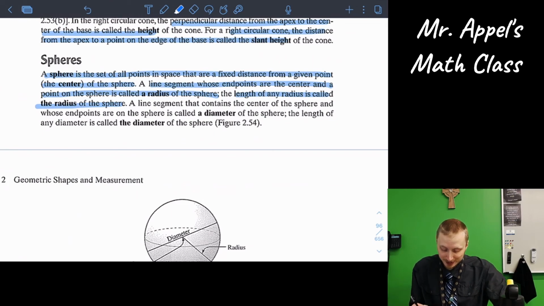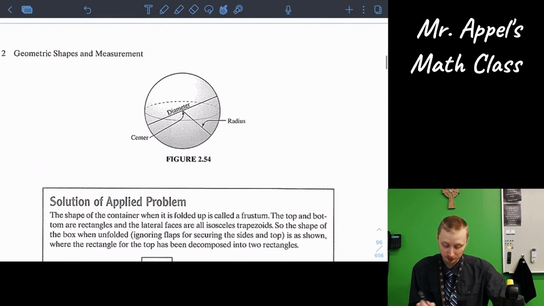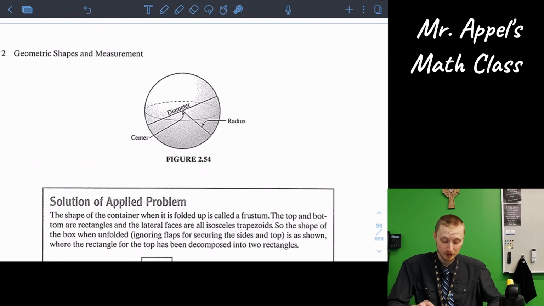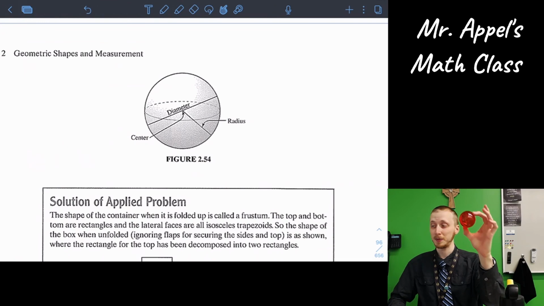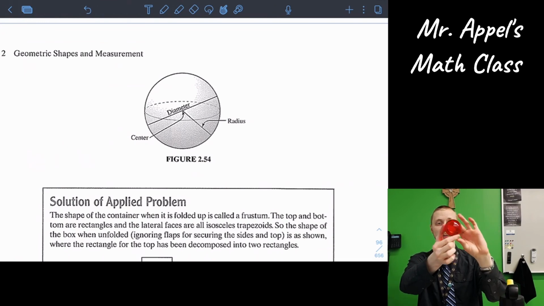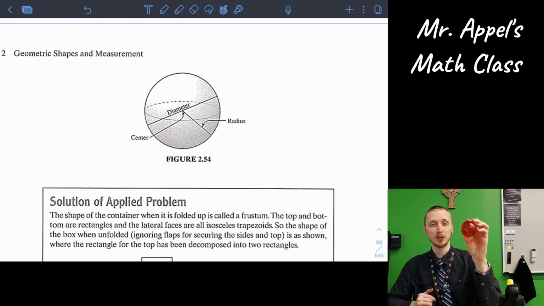A line segment that contains the center of the sphere and whose endpoints are on the sphere is called the diameter of the sphere, and the length of any diameter is called the diameter of the sphere. Just like with the circle. Radius goes from the center out to the edge. Diameter goes from edge to edge, but passing through the center. And we can give those measurements, and those measurements describe the measurement of the sphere itself. I happen to have a 3D model of one here as well, but of course you could grab any marble or ball or bead, and get a nice sample of a sphere.